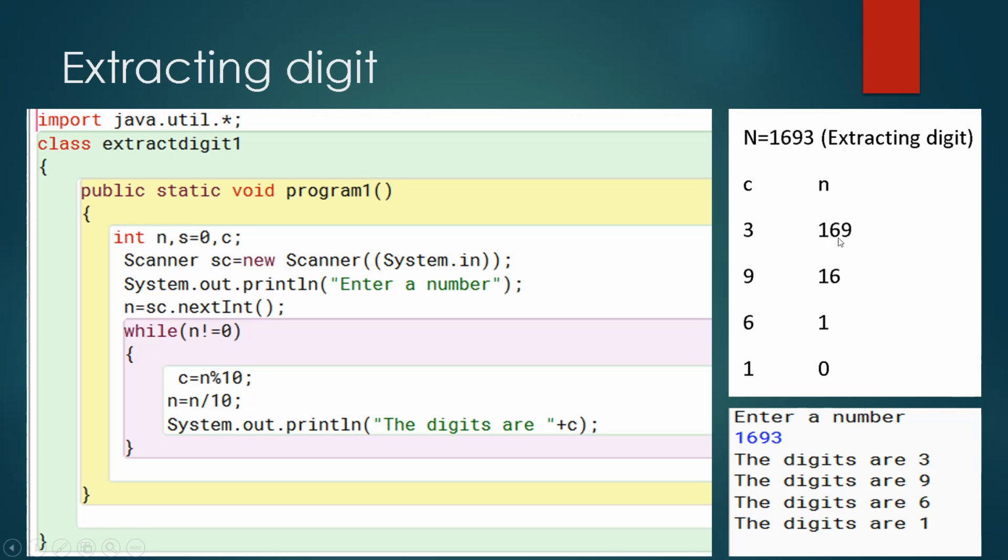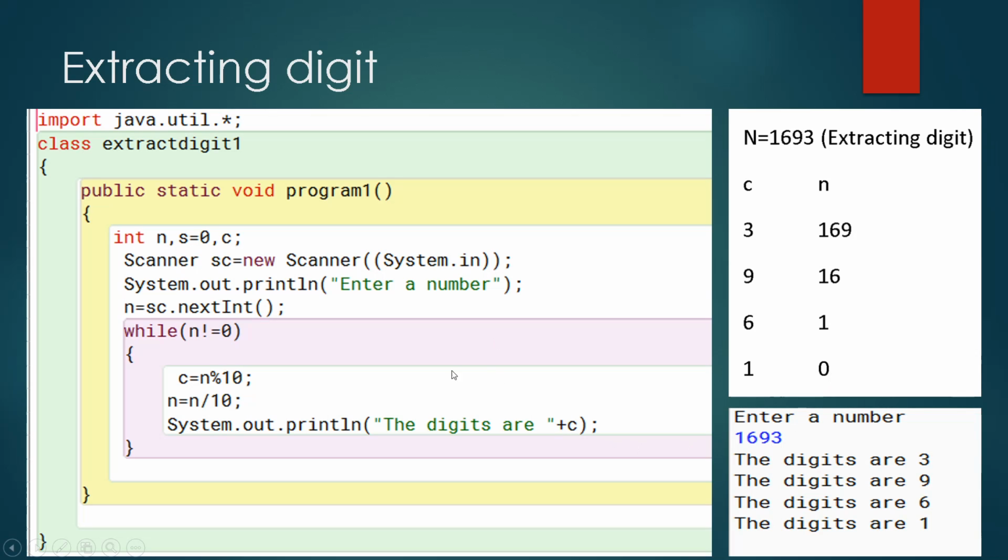So after 169 is calculated, it goes up again and it checks, is 169 not equal to 0? If it is not equal to 0, this will continue. Now in this case 9 will be extracted and n will become 16. Again it goes up. Is it not equal to 0? The condition is true. So over here it will again extract 6, and now n will become 1. Now when n becomes 1, it goes up, it checks again, is 1 not equal to 0? The condition is true. So again it calculates this c, which is 1, and now n becomes 0.